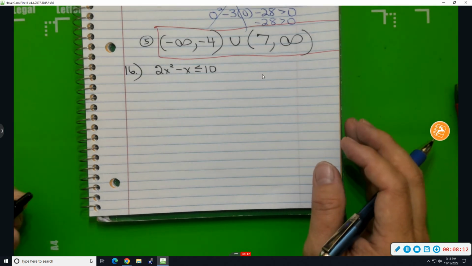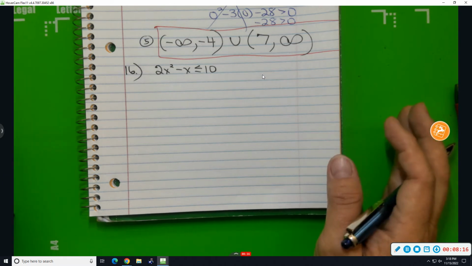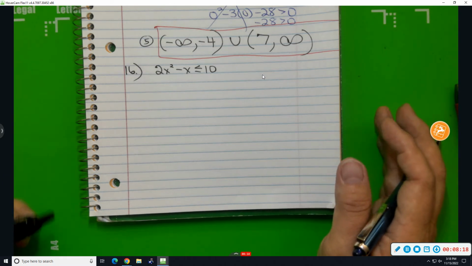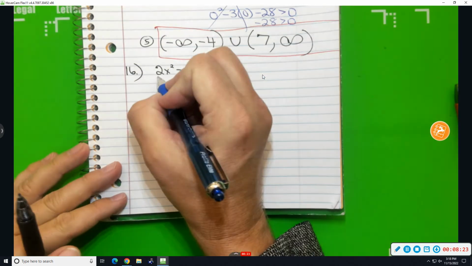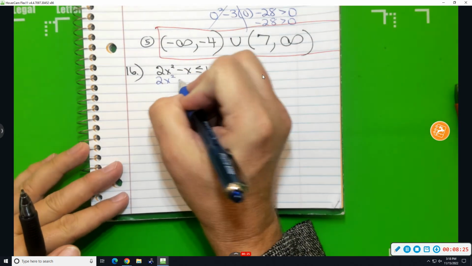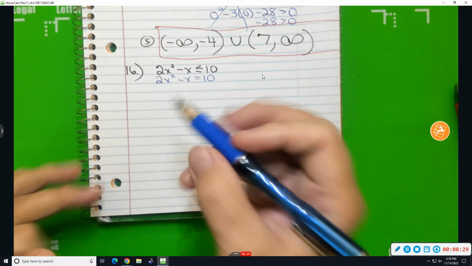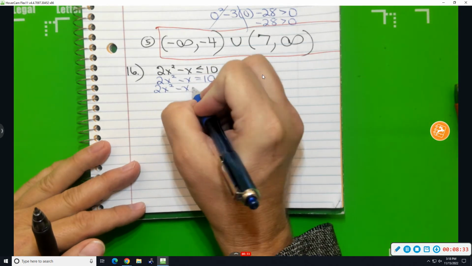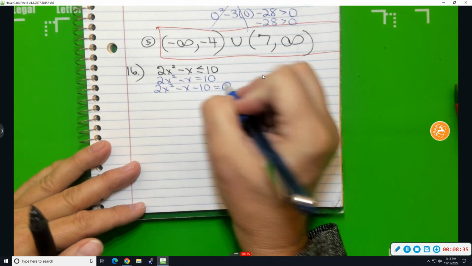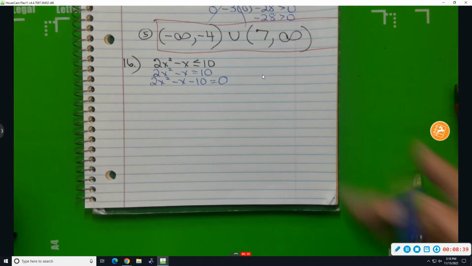2x squared minus x is less than or equal to 10. It's another cut point problem. That's the only way we solved any inequalities in this class. We'd ask ourselves, when is it equal? And I'd move the 10 over to give me 2x squared minus x minus 10 is equal to 0. And now we're going to try to factor.